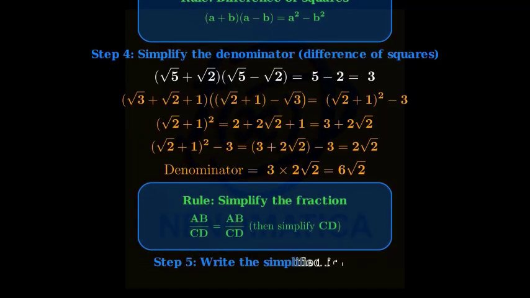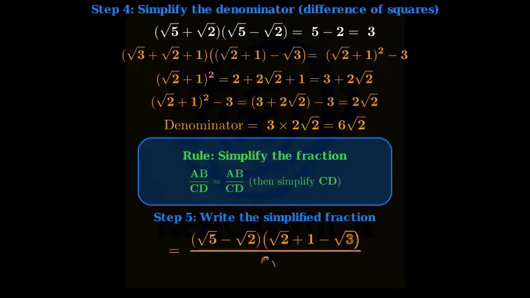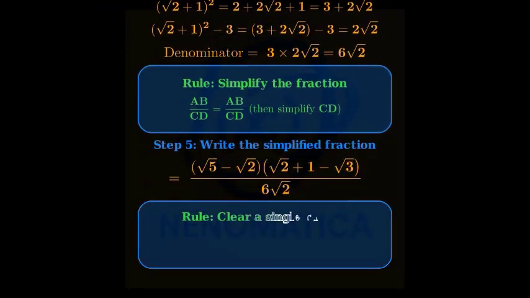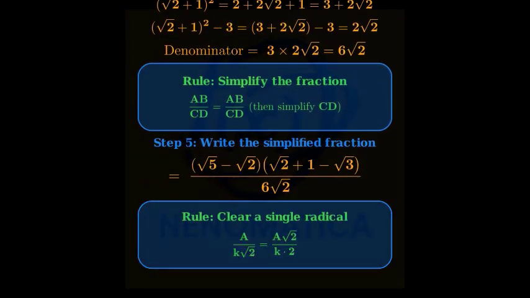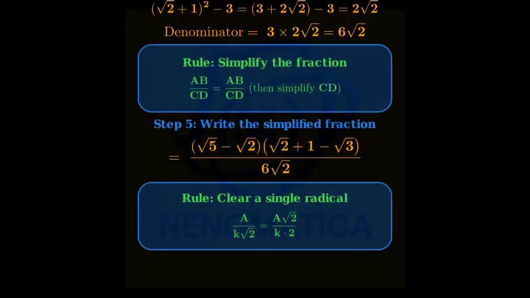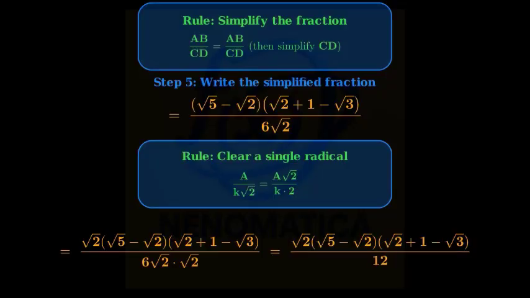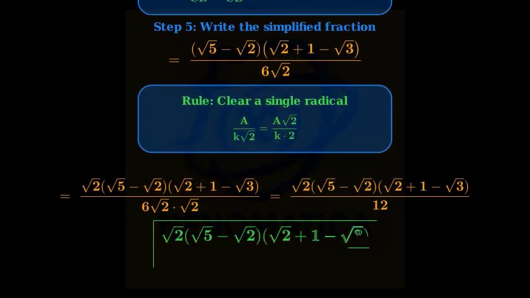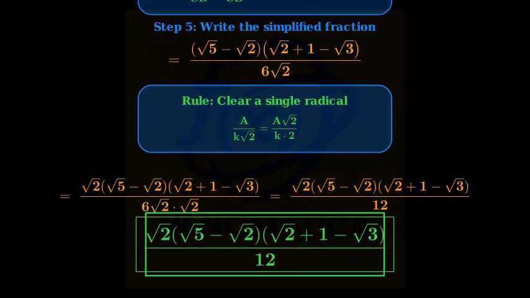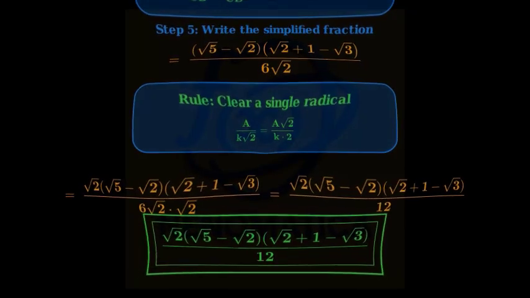Step 5, write the simplified fraction. To remove the remaining radical from the denominator, multiply by root 2 over root 2. Show rule box for clearing a single radical factor. Step 6, multiply numerator and denominator by root 2. This yields the final rationalized form. Now present the final answer in a green box. It matches the algorithmic solution precisely.